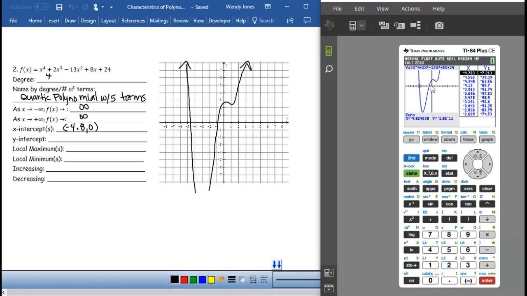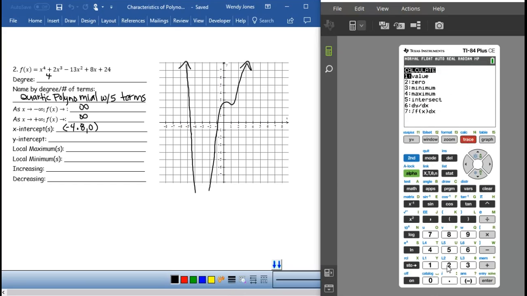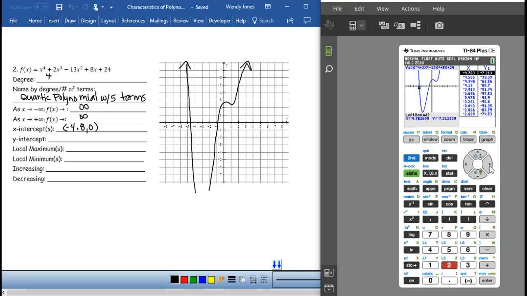To find our next x-intercept, we're going to do the same process. Second, trace. We're going to choose 2, and we're going to go a little bit closer to that point, but we want to stay on the left side. We'll hit enter. Now it says go to the right, so we'll continue past that point. Hit enter. And now it says guess. We'll hit enter one more time. So this x-intercept is at -1.1, 0.